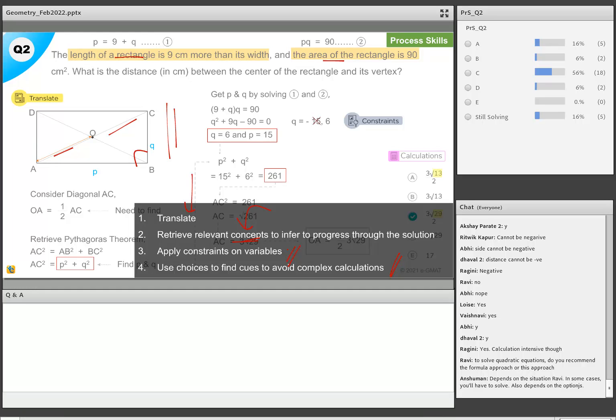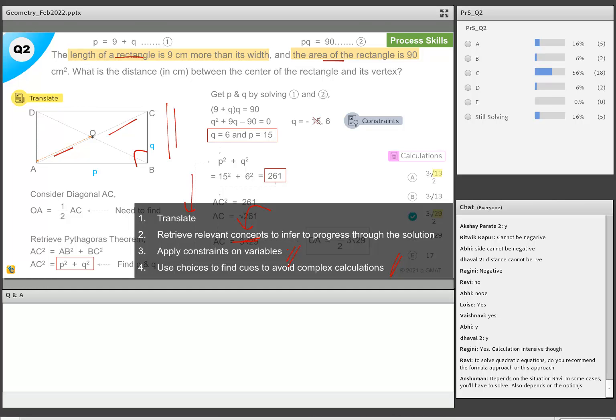You could spend all your time, for example, if the option had root 261 divided by 2, you would have been wasting your time if you calculated it all the way to 3 root 29 by 2. So that's why take a peek at the options at this point of time. It's fine. You can save a few seconds. So I hope this is helping you in that sense.